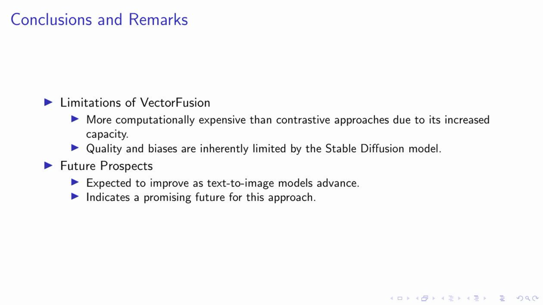While VectorFusion has shown promising results, it's important to acknowledge its limitations. It's more computationally demanding than contrastive approaches due to its increased capacity. Additionally, its quality and biases are inherently tied to the stable diffusion model. Looking ahead, we anticipate VectorFusion to improve in tandem with advancements in text-to-image models. This research indicates a promising future for this approach, opening up new possibilities for generative models in pixel space. We're excited to see how this technology evolves and contributes to the field.